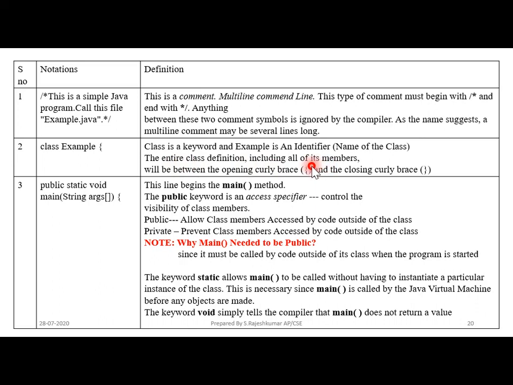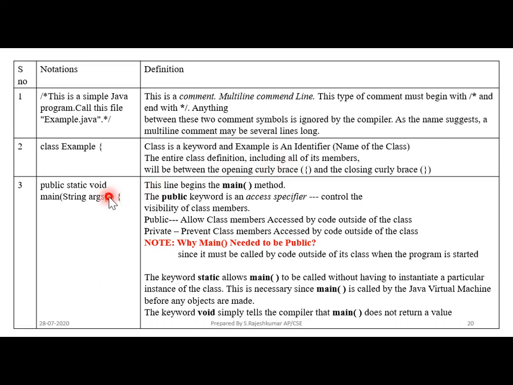The entire class definition includes all its members, all its data meaning variables, and members meaning functions, enclosed within the curly brace. The curly brace ends after completely declaring all the essential things.